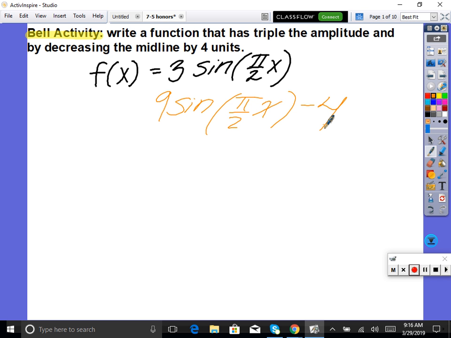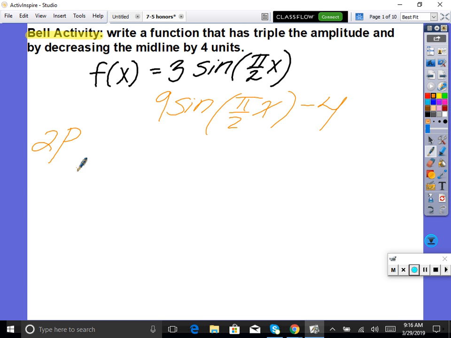What if they would have given you a period change? Like, what if they would have said, and twice the period? Now, you got to be careful, because a lot of people just times that by 2. That wouldn't be true, right? If you have twice the period, what would that become? Would it be pi fourths? Let's do some math and find out.